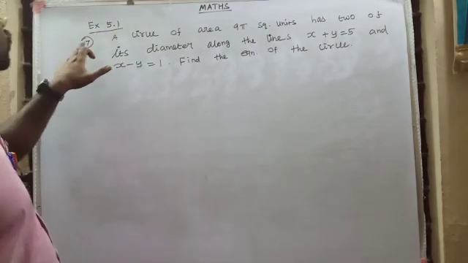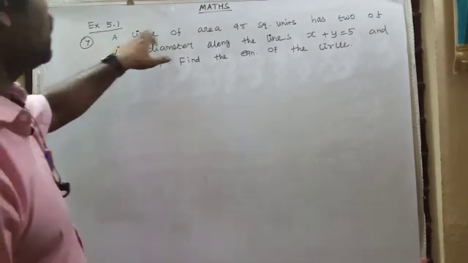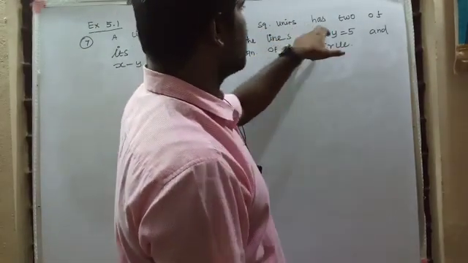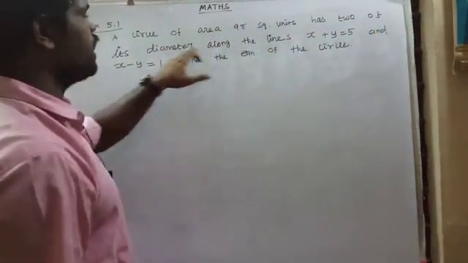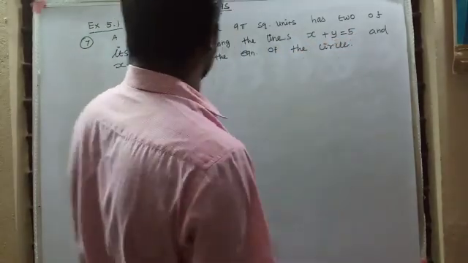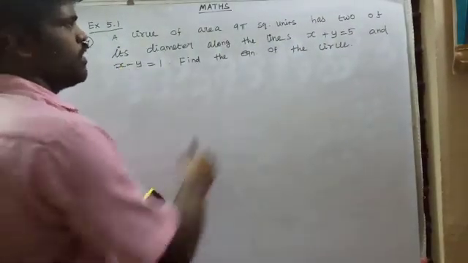Example 5.1, question number 7. A circle of area 9π square units has two of its diameters along the lines x + y = 5 and x − y = 1. Find the equation of the circle.